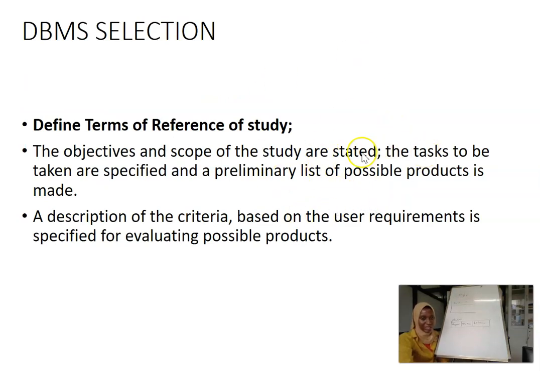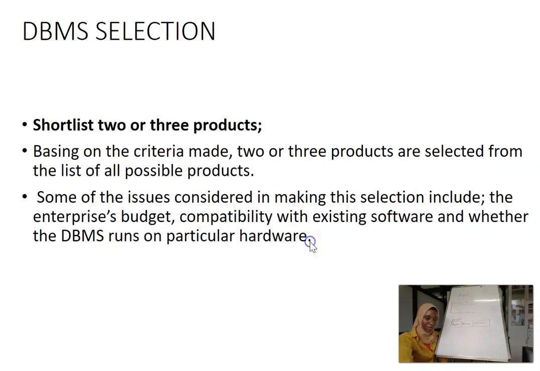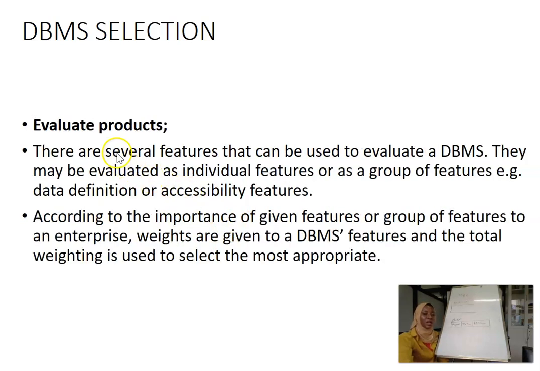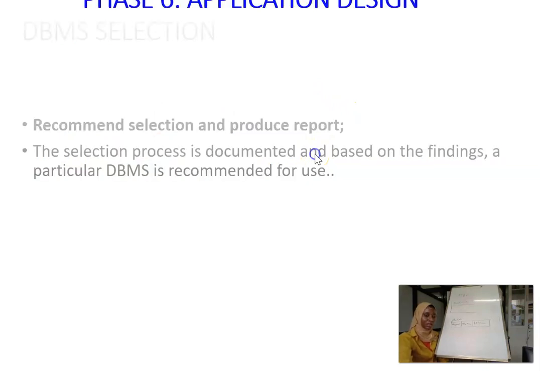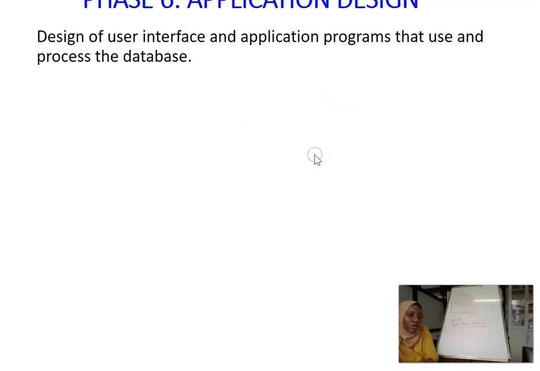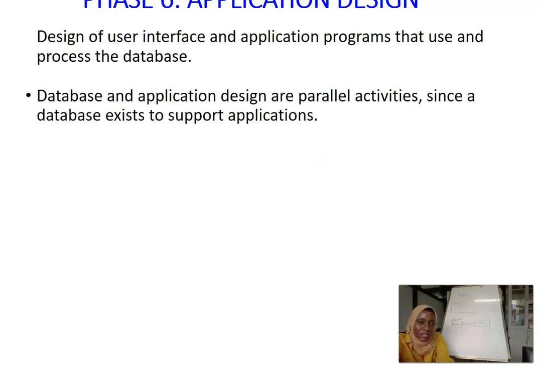So this has been explained in the description of the criteria based on the requirements. Then you can shortlist the products again based on those requirements. For those products that you're going to shortlist, you need to look at the enterprise budget, compatibility with the existing systems and the number of users. Then you evaluate these products. Evaluation of the product could be based on different features, for example, data definition, accessibility features, security, etc. And then after that you recommend the best DBMS. Then we go to application design as our phase 6.